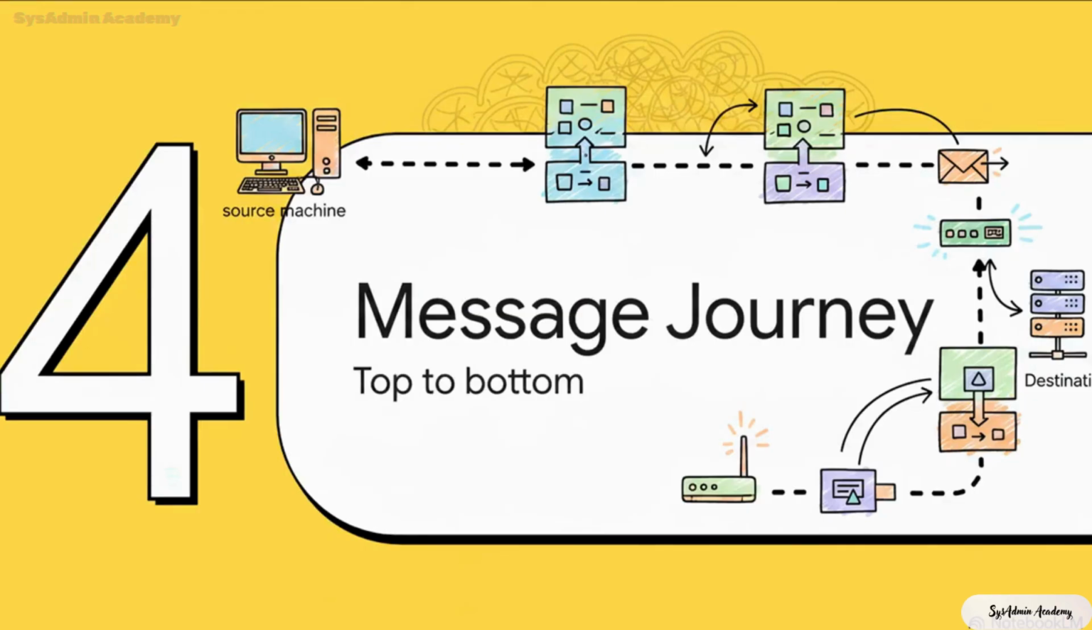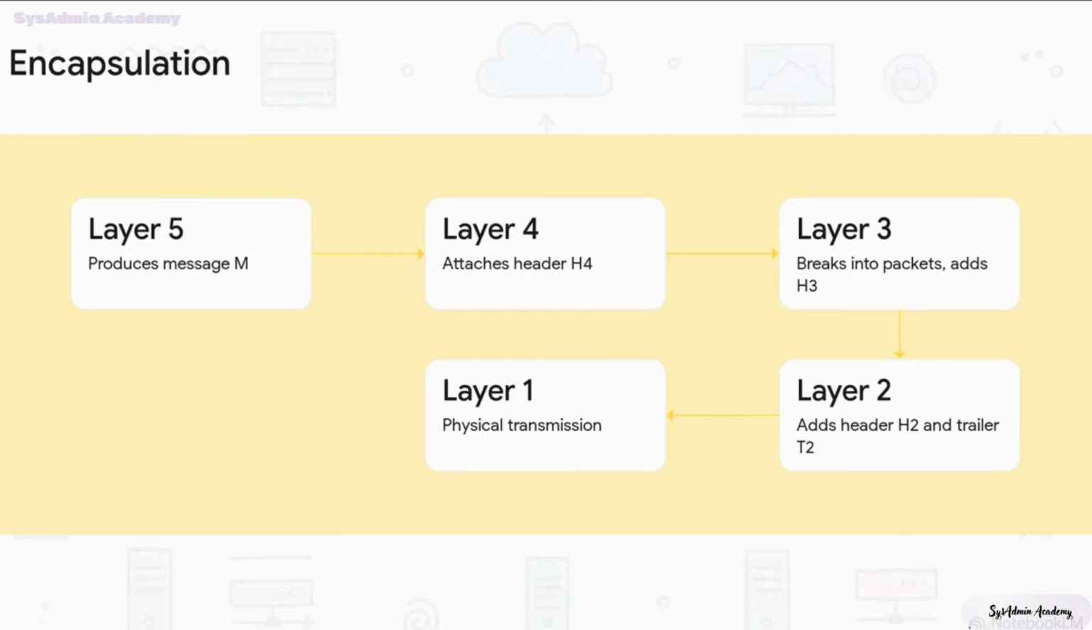Section 4, the message journey. Let's trace a message from top to bottom. This perfectly illustrates the concept of encapsulation. It's like working on a shipping assembly line. It starts at the top. Step 1, the protocol entity in layer 5 produces a message. Let's just call it M.